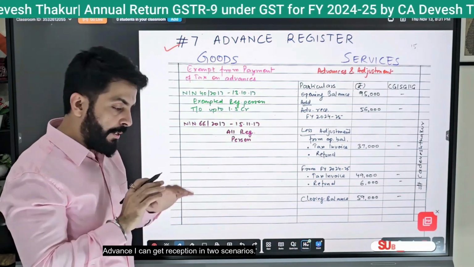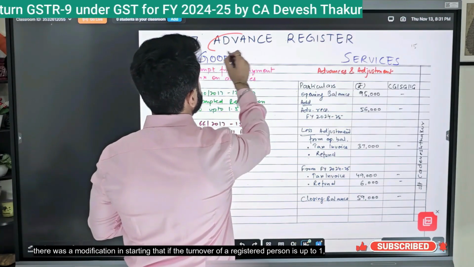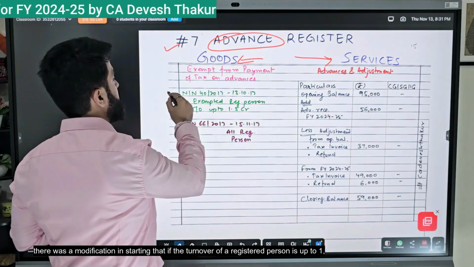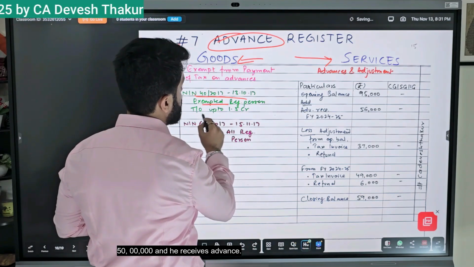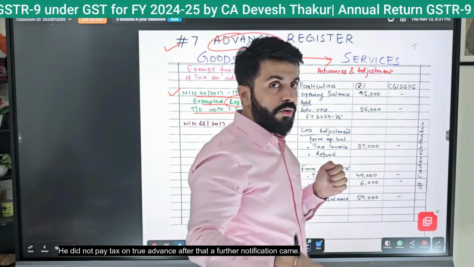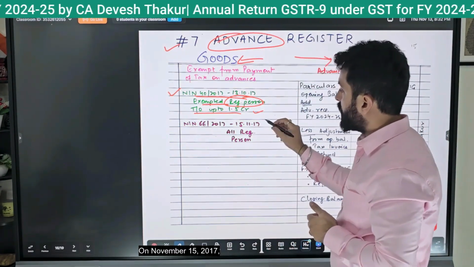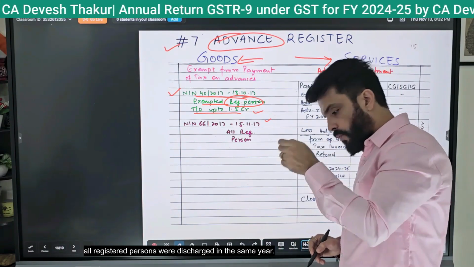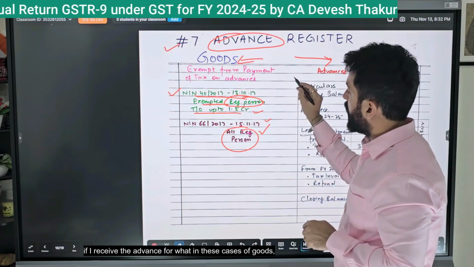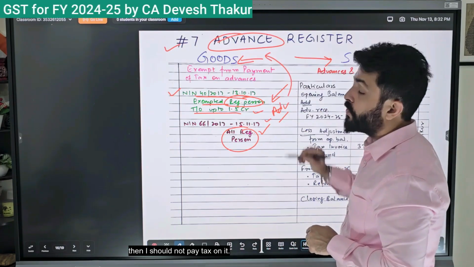Advance, I can get reception in two scenarios. First of all, in the case of goods, there was a modification in starting that if the turnover of a registered person is up to 150,000 and he receives advance, he did not pay tax on the advance. After that, a further notification came on November 15, 2017, all registered persons were discharged in the same year. I mean, now it has been made free. If I receive the advance in these cases of goods, then I should not pay tax on it.